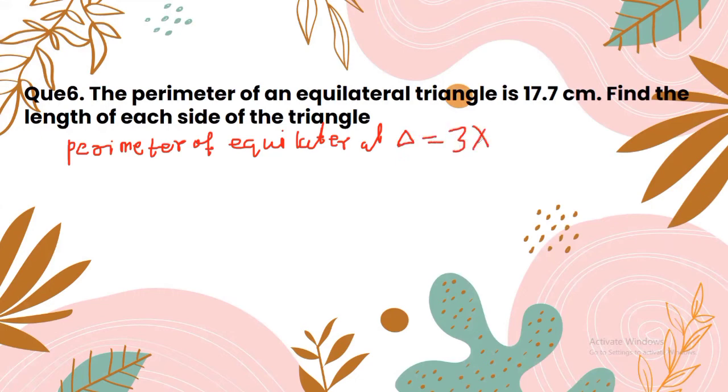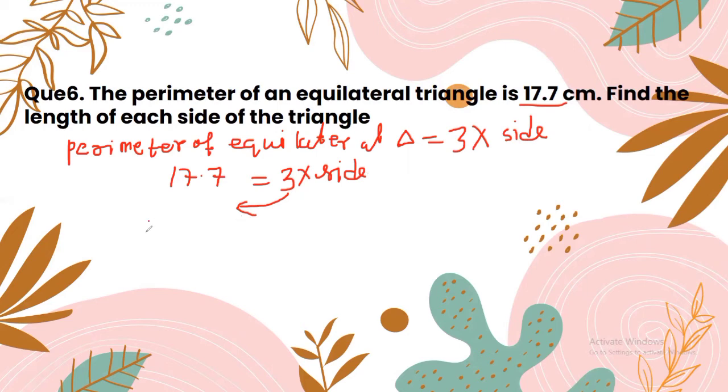Now you need to put the value of the given. Got it? So the perimeter of the equilateral triangle is given how much? 17.7 centimeter. So right here, 17.7 is the perimeter of the equilateral triangle, equal to 3 multiply side. You need to find the side, so put here side. Got it? Now you need to transfer this 3 to the left hand side. 3 is multiplied into side, so it will go to the other side and be divided.